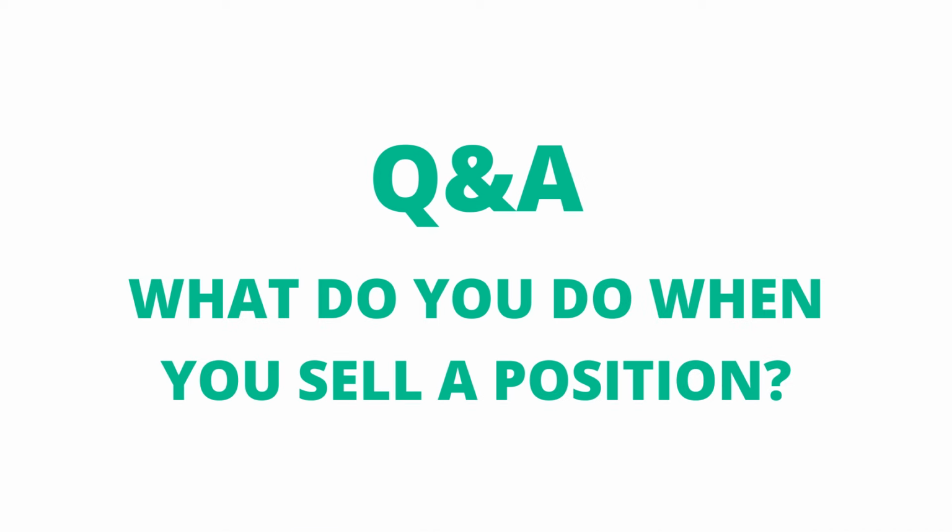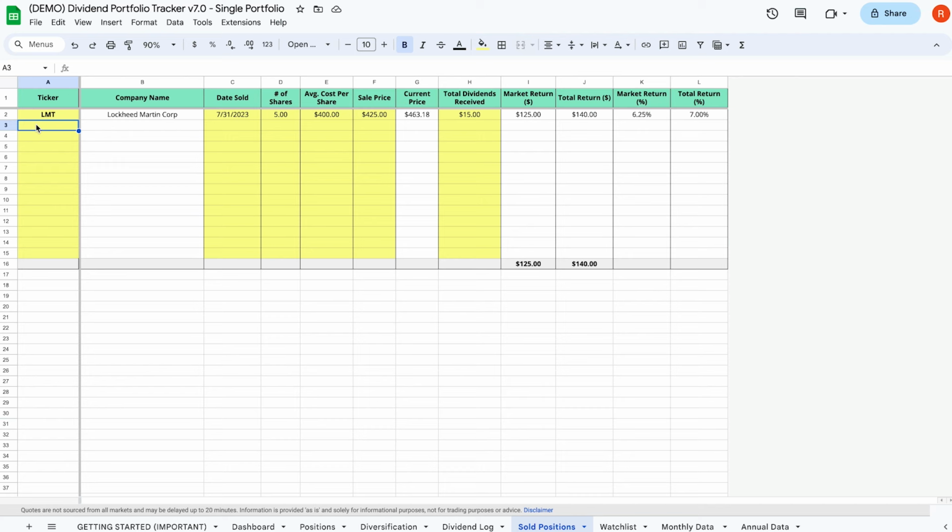All right, now this next question is a good one. I get this all the time. What do you do when you sell a position? And there's a couple things you'll have to do. The first thing we're gonna do is go over here to the sold positions page and input this new sold position. So let's say we're selling out of Visa, gonna put the ticker symbol there. Maybe we sold it today, January 14th.